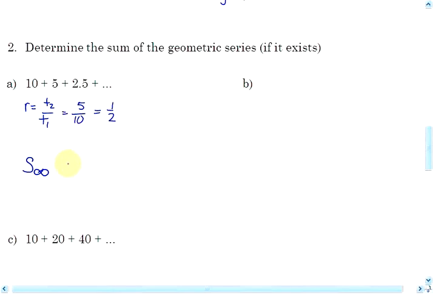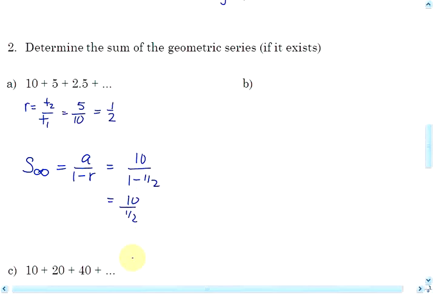The sum of an infinite series is A over 1 minus R. Substitute in there. A is 10, 1 minus 1/2. This gives us 10 over 1/2, and that gives us a sum of 20. So if you were to take your calculator out and add this series up, it will eventually approach the value 20 and will become 20. Looking at the second series, we have 1 plus 1/5 plus 1/25.